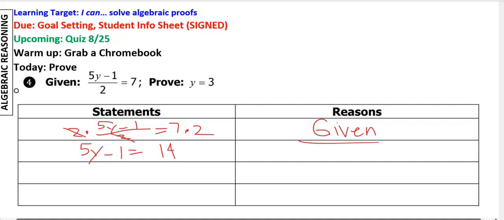And what's the reason that I can put for how I got to that step? What did I do on each side? Yeah, I multiplied. So multiplication property.